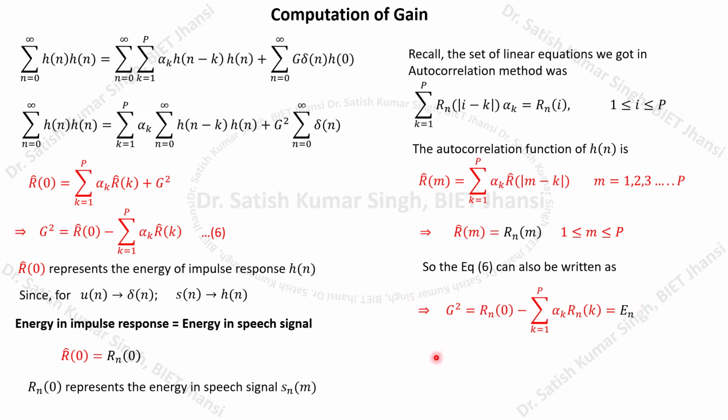A similar analysis you can also make when the frame is unvoiced. In that case, we have to take a white noise signal with a certain variance, and then you can go on solving the way I have done for the voiced case. You are going to get a similar kind of result. So please try it out.